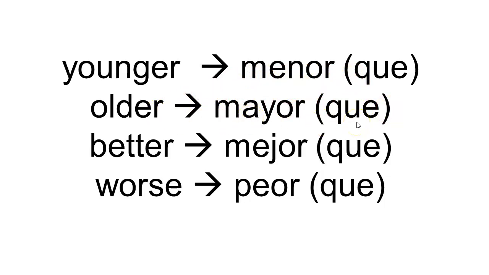So whenever you're comparing the ages of people, always use mayor and menor, because they are the exceptions that you have to use. Okay, so for the adjectives bueno and malo, meaning good or bad, this is just like in English. We say good, better, and best. So in Spanish, we don't say más bueno. Instead of más bueno, we say mejor, which means better. So mejor que would be better than. And then malo, we don't say más malo. Instead of saying más malo, we say peor, which means worse. So peor que.